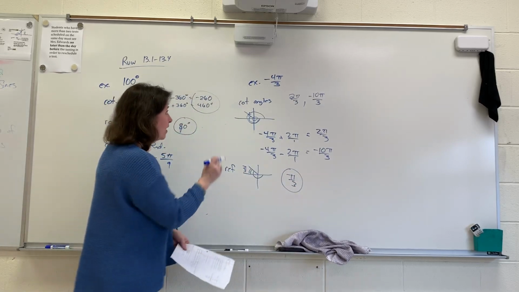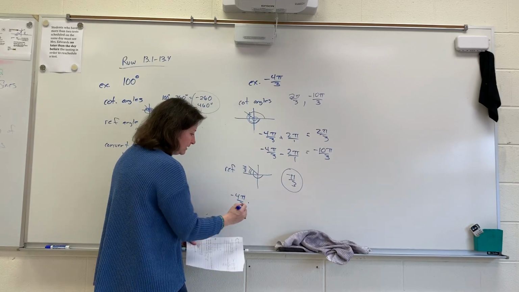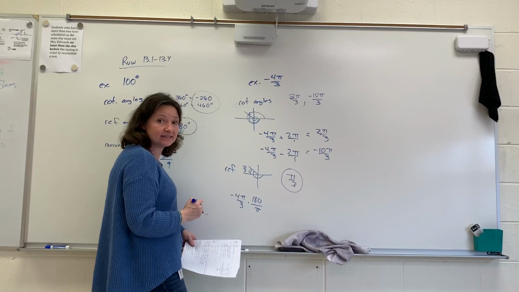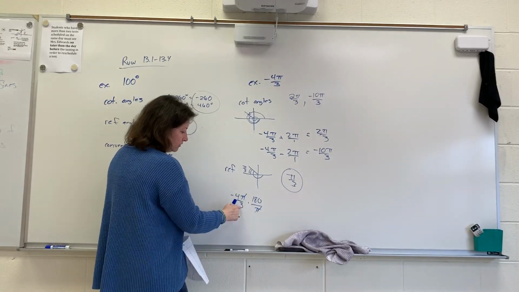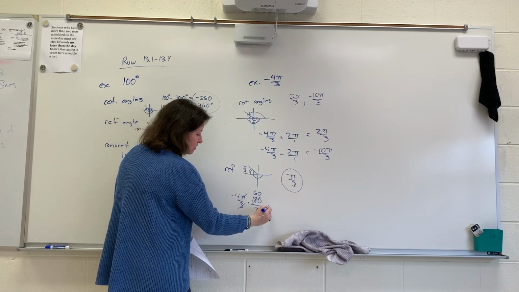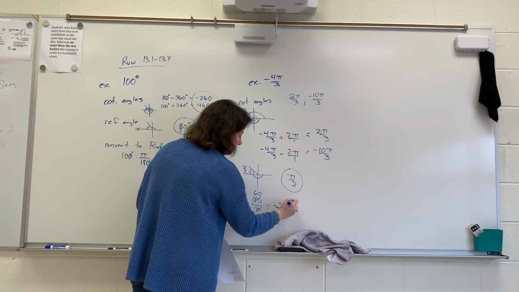And finally, how do I turn -4 pi over 3 into degrees? I multiply it by 180 over pi. What happens to my pi's? They cancel. 3 goes into 180 how many times? 60. 4 times 60, or -4 times 60, is -240 degrees.